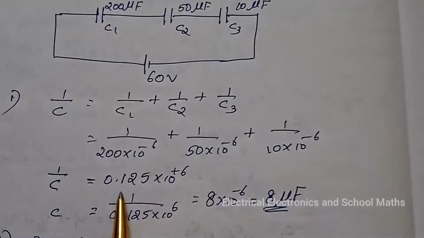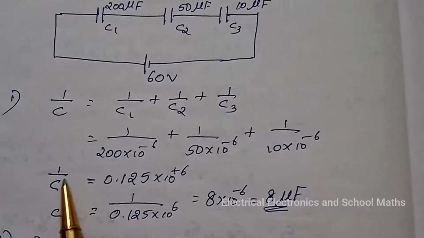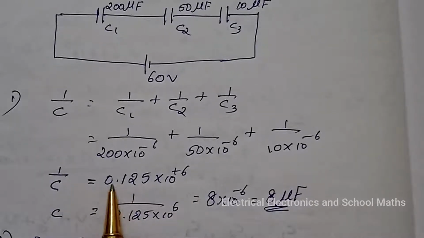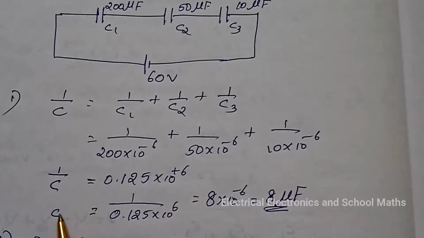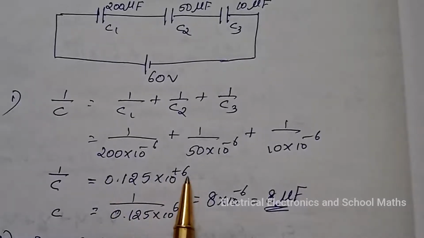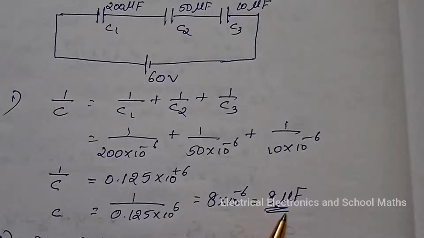After solving this, we get 0.125 into 10 raised to 6. That is 1 by C is 0.125 into 10 raised to 6. Then the total capacitance C equal to reciprocal of this one, and we get 8 microfarad.